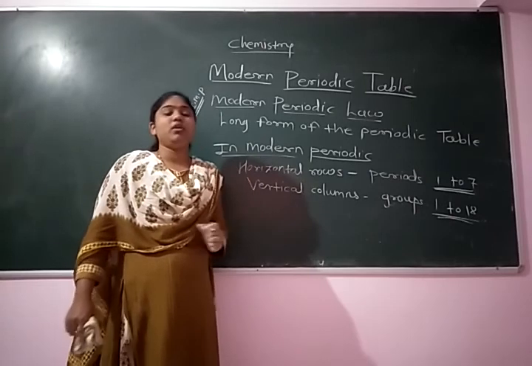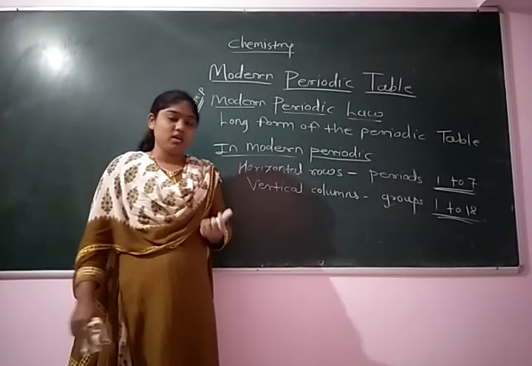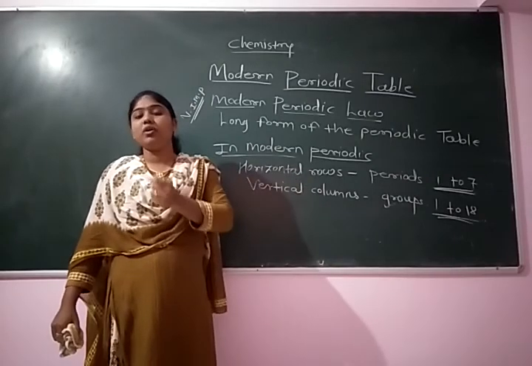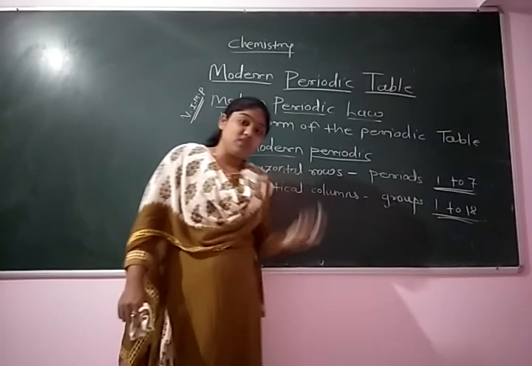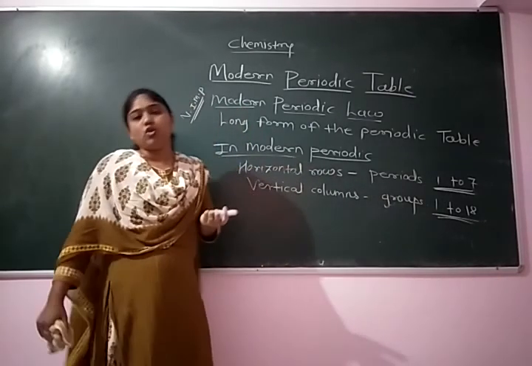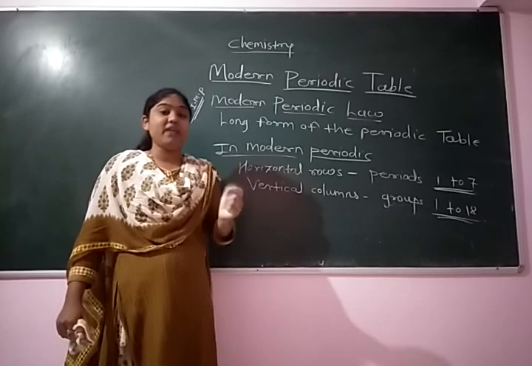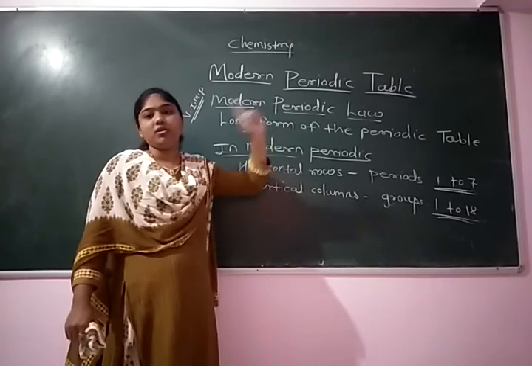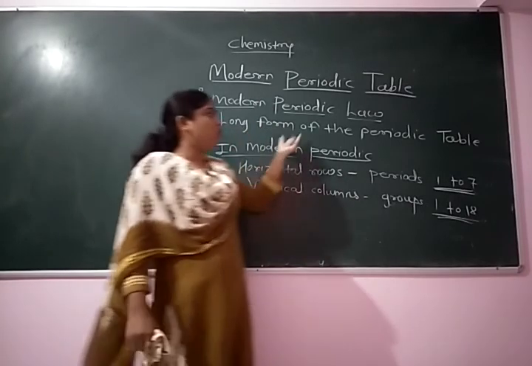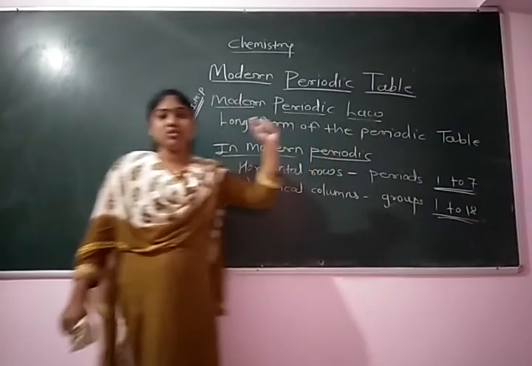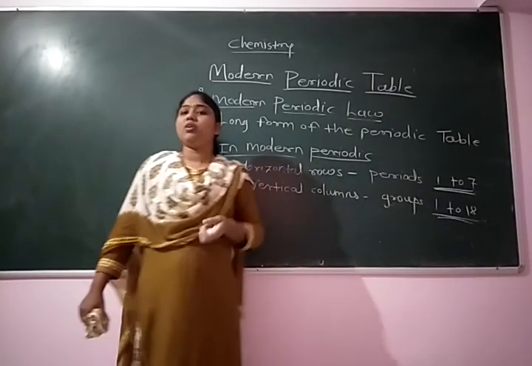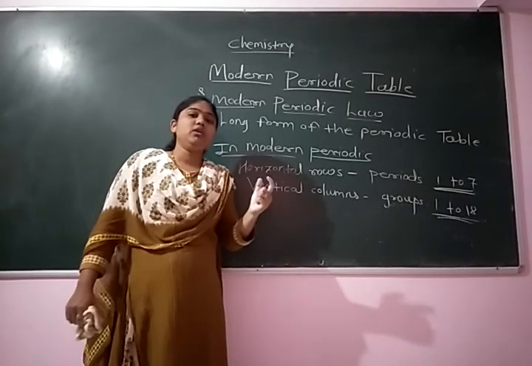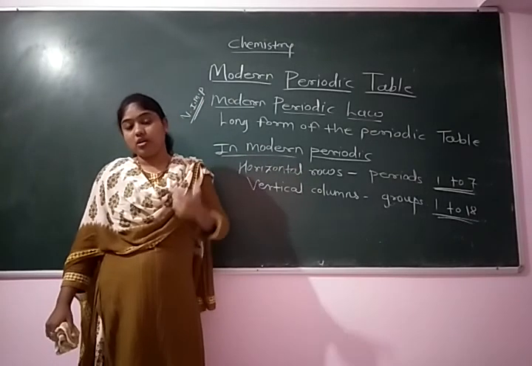That means Mendeleev's periodic table was revised. Mendeleev's periodic law or Mendeleev's periodic table was revised in accordance with atomic number. And the final version of the periodic table is called the modern periodic table. It is also known as the long form of the periodic table. Final version, that is the long form of the periodic table. This final version is a widely used and convenient version.